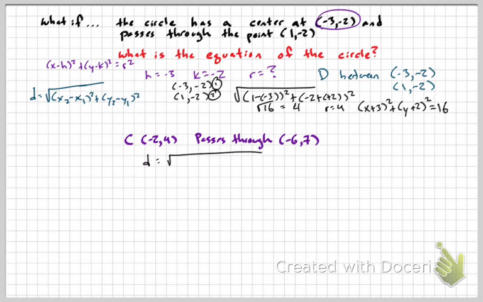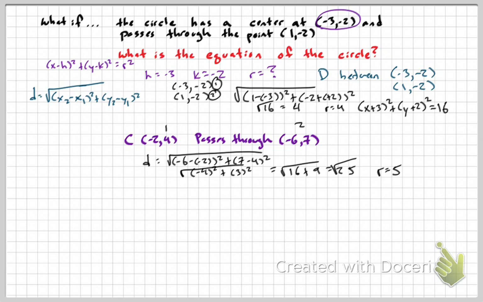So distance equals, we'll call this the 1, this the 2. (Negative 6 minus negative 2) squared plus (7 minus 4) squared. Negative 6 minus negative 2 is negative 6 plus 2. It's negative 4. So negative 4 squared. 7 minus 4 is 3. So that's 3 squared. Negative 4 squared is 16. 3 squared is 9. So 16 plus 9 is 25. Okay? So the square root of 25 is 5. So our radius is 5.